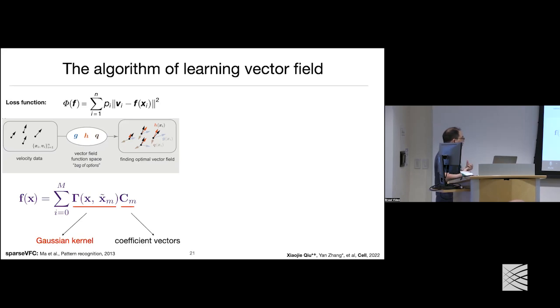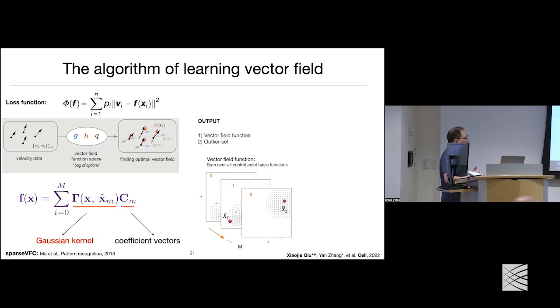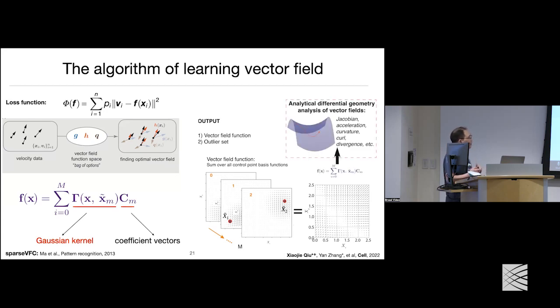The vector field is mathematically represented as a summation of a series of base functions, which we implemented as a Gaussian kernel multiplied by some coefficient vectors. Each base function is associated with a landmark, like x tilde 1, x tilde 2, and so on. We can sum up all these base functions to get this final continuous and analytical vector field. Because we know the form of this vector field, we can use it to analytically calculate the RNA acceleration, Jacobian, curvature, curl, divergence, and others. This analytical calculation of differential geometry quantities is incredibly fast. We can, for example, calculate the RNA Jacobian between thousands of genes in thousands of cells in just a matter of minutes.